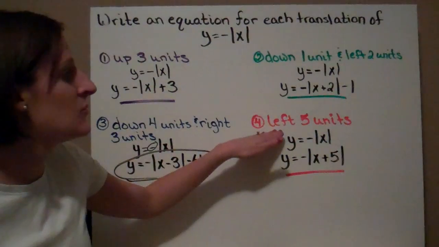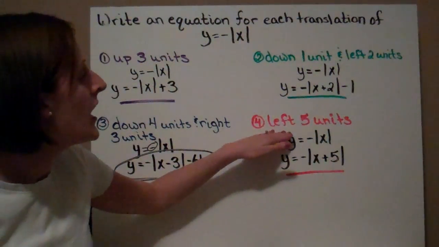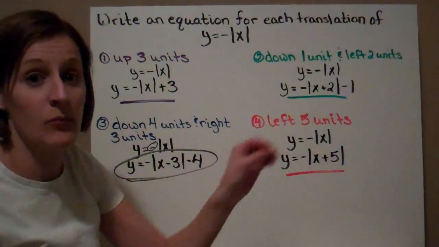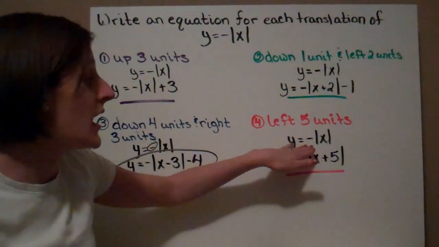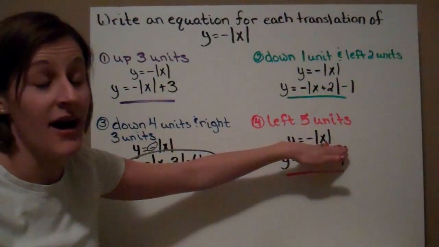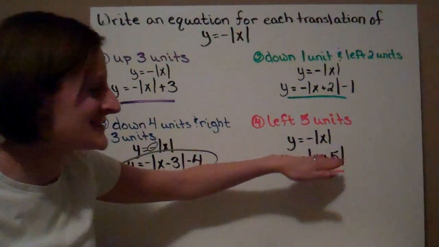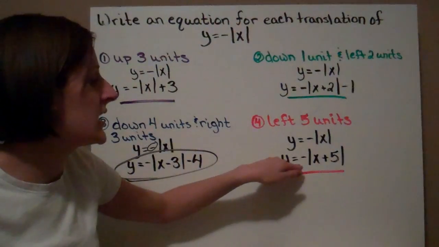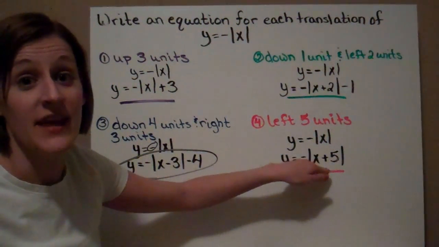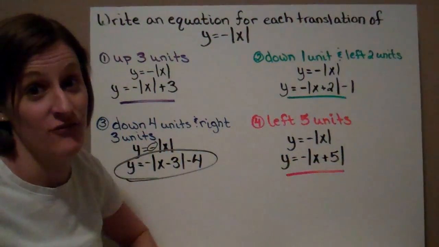And then the easy ones, when you only have one move. I'm going left 5 units. Remember, we work inside our absolute value bars. So I would take y equals the opposite of the absolute value of x, and I add 5 inside to get y equals the opposite of the absolute value of x plus 5 for my equation.